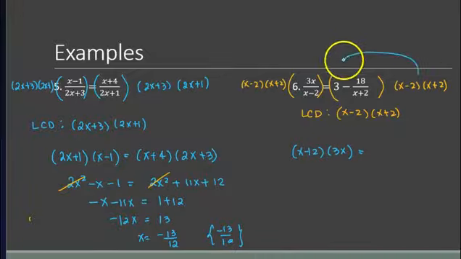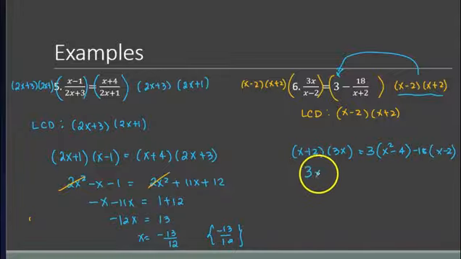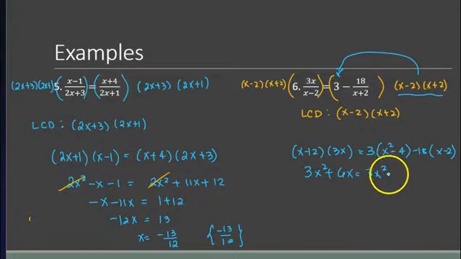But when I multiply this by 3, take note that both of these should be multiplied by 3. If you're familiar with the special product, that's the advantage of knowing it. We know that this is x squared minus 4, the square of the first minus the square of the second. And for this one, you can cancel x plus 2, so this is x minus 2. Then simplify: 3x squared plus 6x, 3x squared minus 12, negative 18x, plus 36.